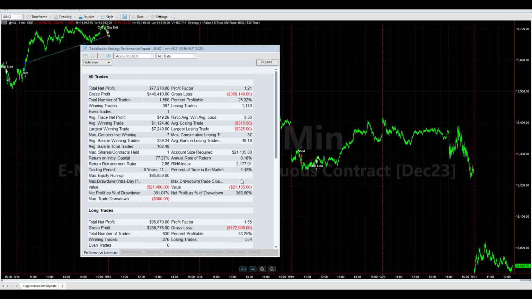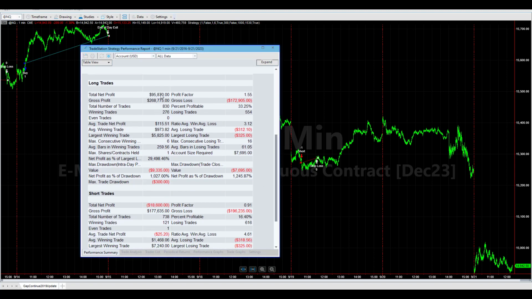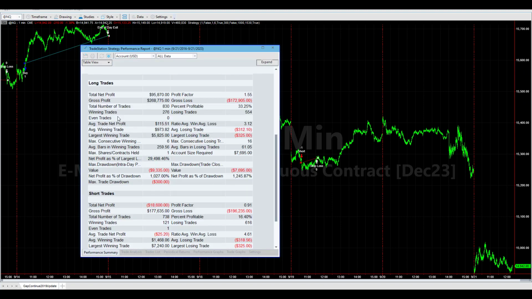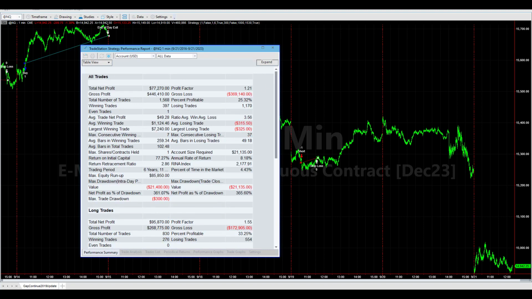So here are the results, just like yesterday, with slippage and commission, $77,270, $21,000 drawdown, with the real value being on the long side, $95,870, $76.95 drawdown, $115 average trade profit. To know that you can get this in this market environment, and to know that you can trade the Nasdaq with a $300 stop loss, it's pretty good opportunity to potentially look at.